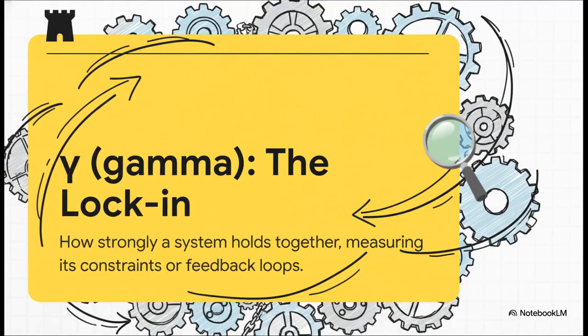Next, there's gamma, or the lock-in. This is all about how tightly the system holds onto its stock. You can think of it like the strength of the container holding the stuff. Is it a steel box or a leaky bucket? A system with a high lock-in is super stable and really resistant to change.